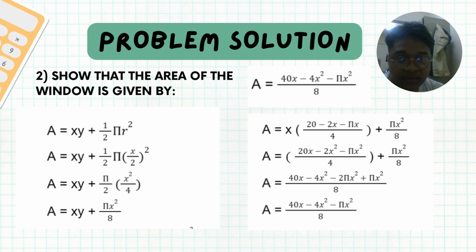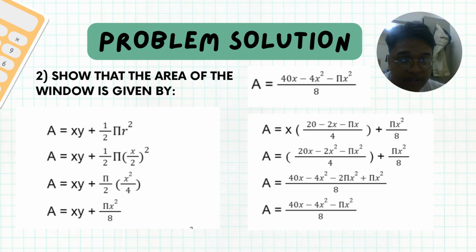So next, area equals xy plus half pi times x over 2, squared. Like the previous equation, we use x over 2 because we use half of x to determine the radius of the semicircle. So next, area equals xy plus pi over 2 times x squared over 4, and we solve: area equals xy plus pi x squared over 8.